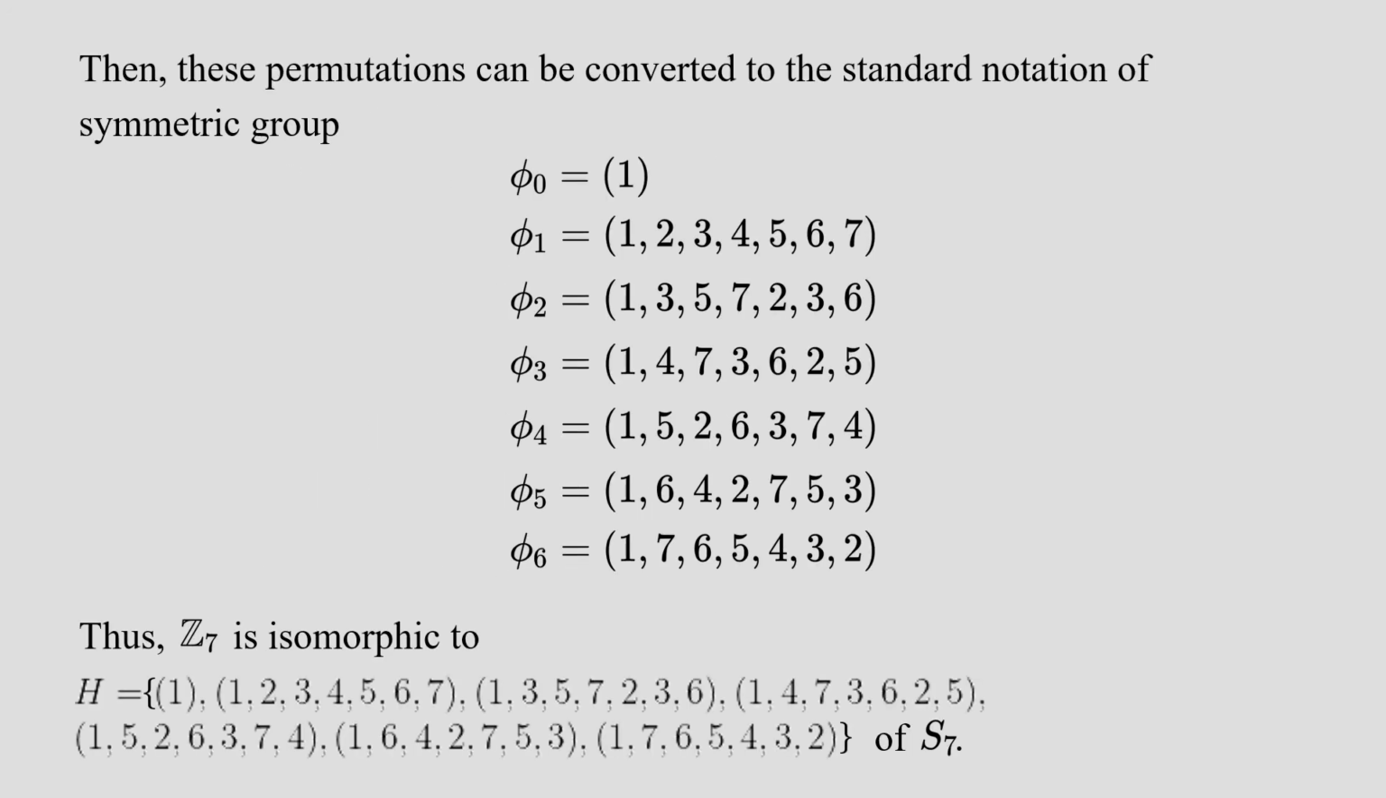Then, these permutations can be converted to the standard notation of the symmetric group on elements 1 to 7, as shown in the video. Thus, integers modulo 7 is isomorphic to the subgroup H of the 7th symmetric group, where the elements of subgroup H consist of the cycle notation of phi sub 0 until phi sub 6.